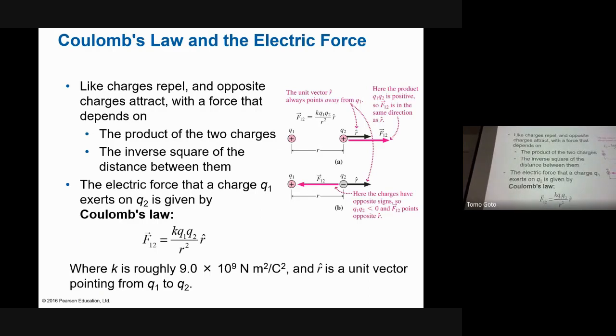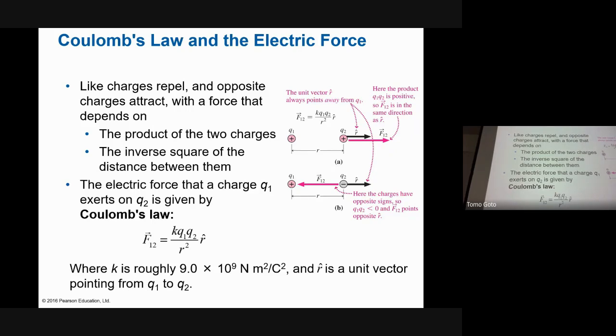Now we go to Coulomb's law and the electronic force. So Coulomb's law is here. Like charges repel. So the same sign of charges repel, plus and plus repel, right? And then opposite charges attract. Maybe everybody knows about that.